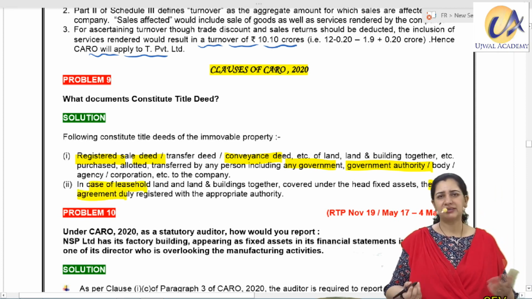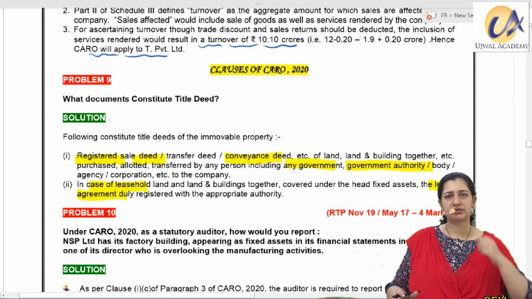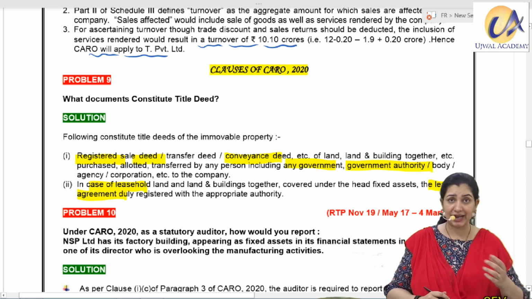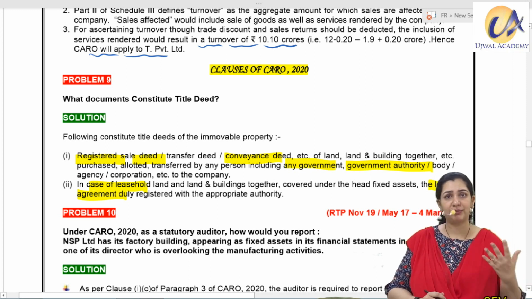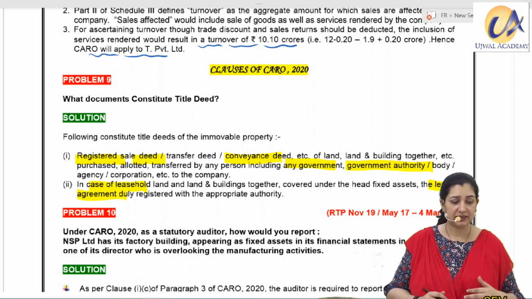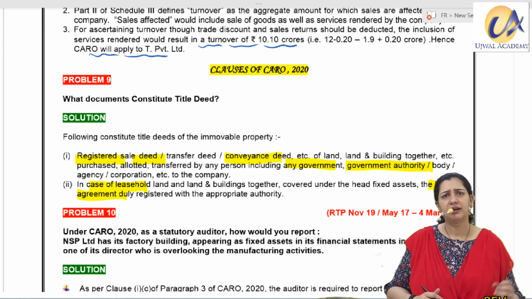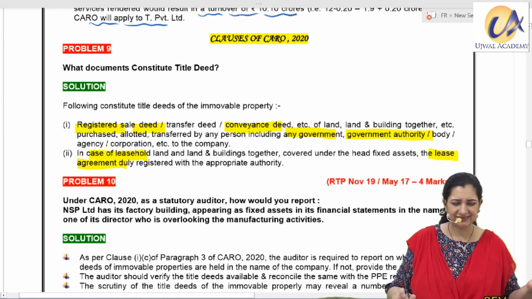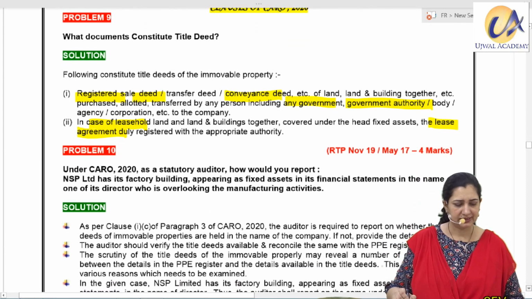So what is title deed is less normal. Of course, you have got lots of things in that, like 7/12 extract for land, Index 2 for building, and also those things are there. Demarcation certificates, etc. All these things will be covered under title deed. So it's a very general question. Next one.